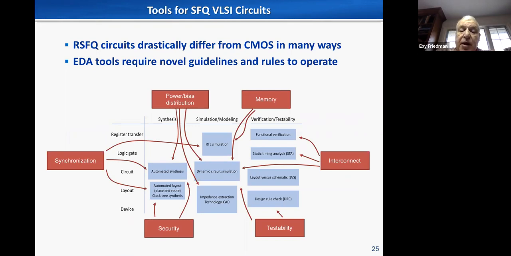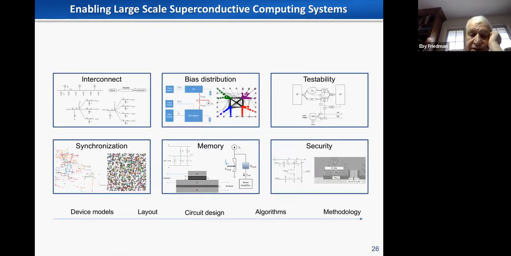So I'm going to talk about power bias distribution. I'm going to talk about synchronization. I'm going to talk about memory issues. Memory is a big issue in SFQ and in superconductive circuits because it doesn't come easy. And there's some recent results that have improved it greatly. I'm going to talk about the basic interconnect characteristics, talk about testability, security, these kinds of ideas. So across the abstraction levels, we're going to talk about these various topics one by one.